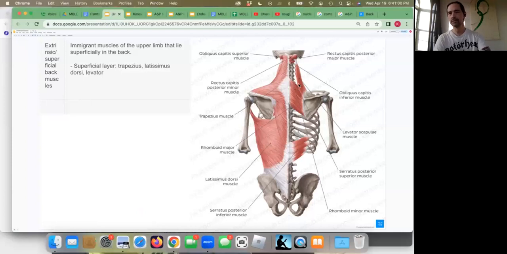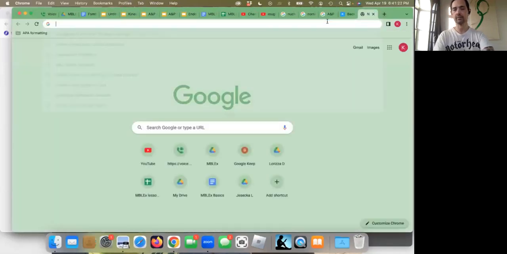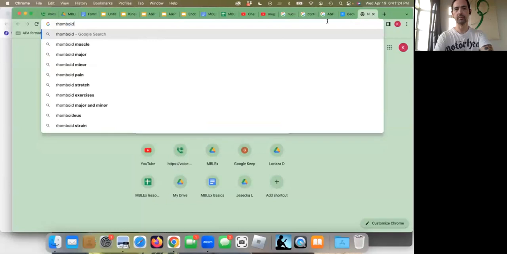Okay, so the serratus posterior superior can be seen right there, right? At the top layer of these rhomboid shaped muscles are the serratus posterior superior, followed by the rhomboid minor, followed by the rhomboid major. First, look at the shape of a rhomboid.